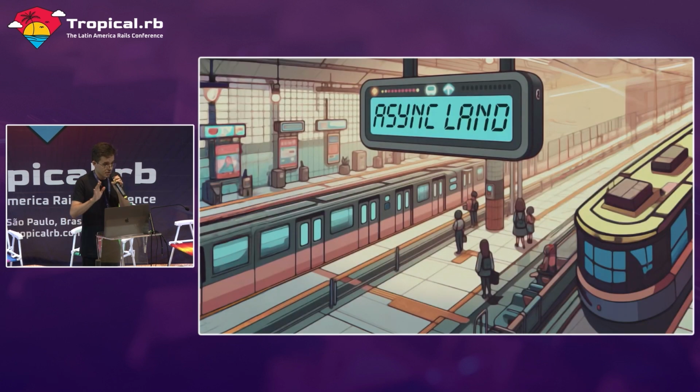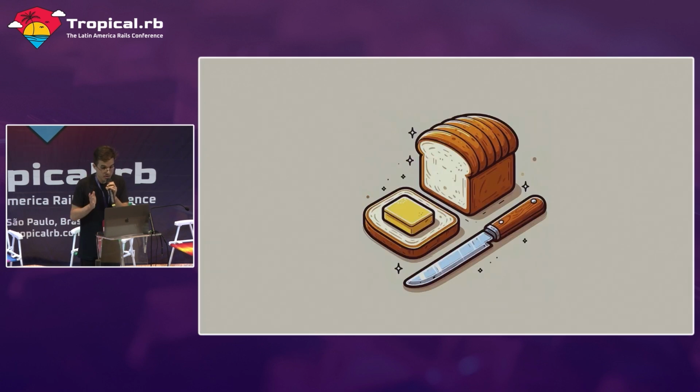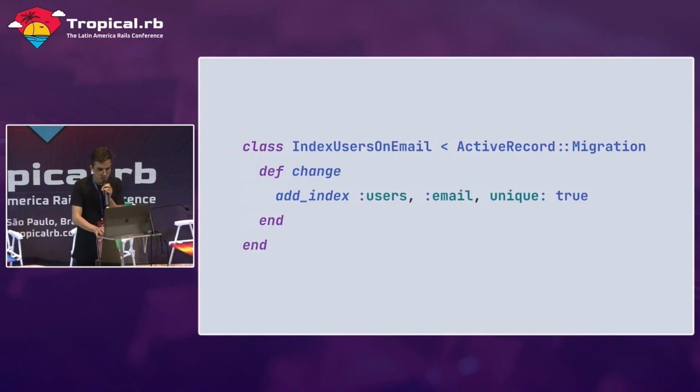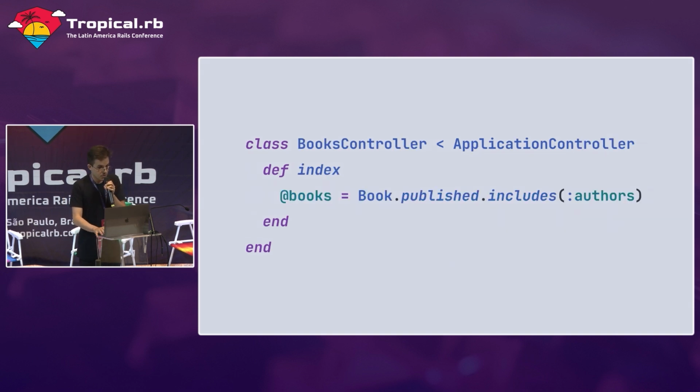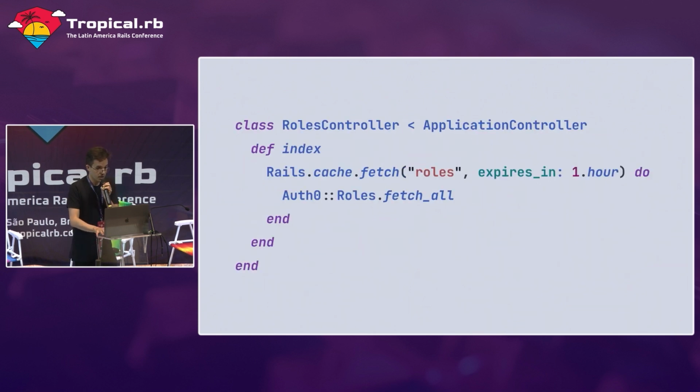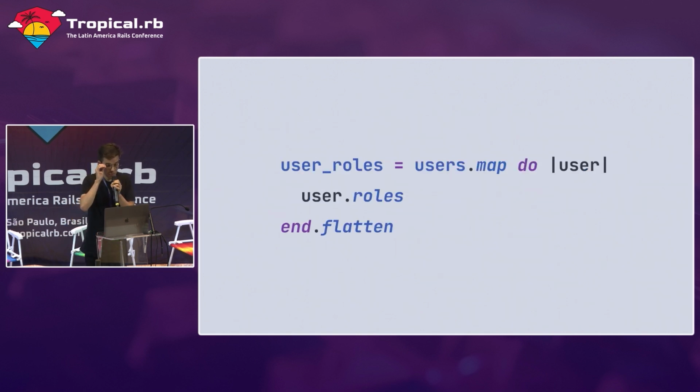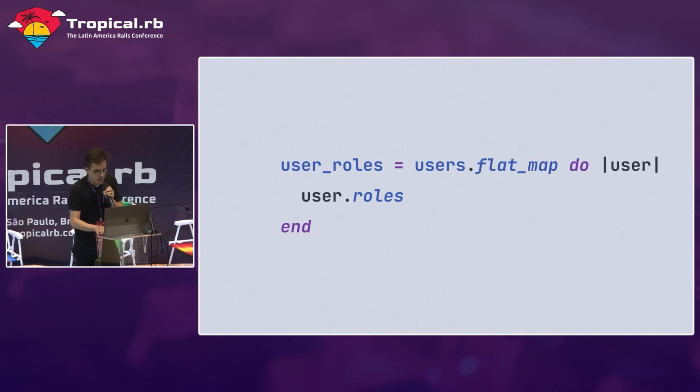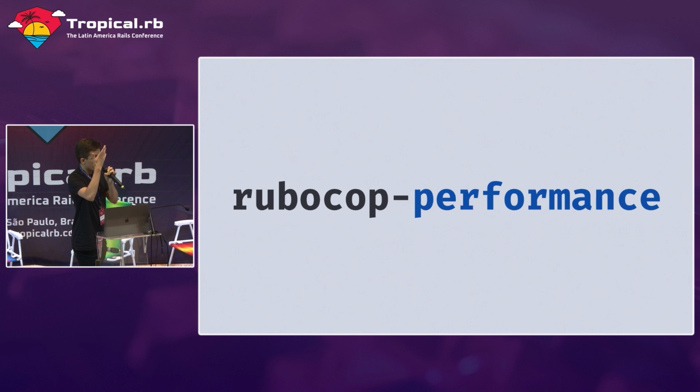So before you take the train to async land, I want you to make sure that you have the basic performance things sorted out. I'm talking about, like, you added indexes to the database. You fixed the n+1 queries. You are using caching, view caching, and low-level caching where needed. It means that you are writing good Ruby. You are avoiding writing bad Ruby like this. So for example, instead of map then flatten, you can do a flat_map. And you can do that with the RuboCop Performance gem that will catch all of that for you.